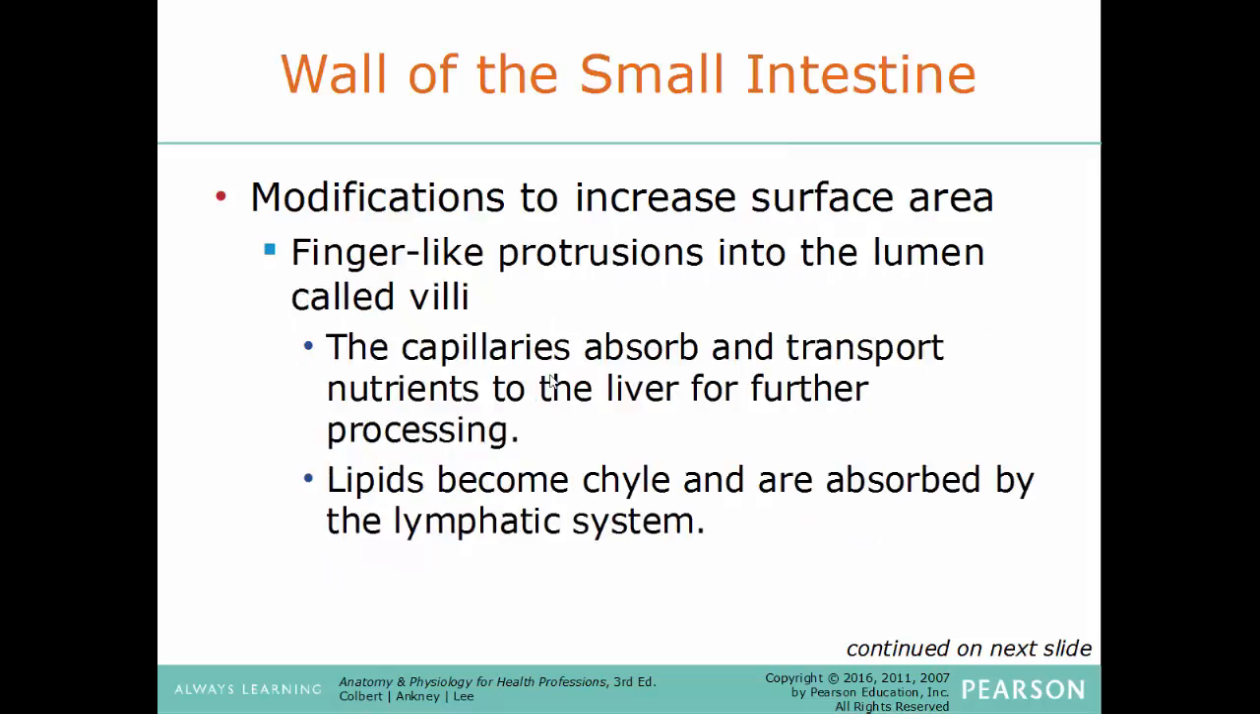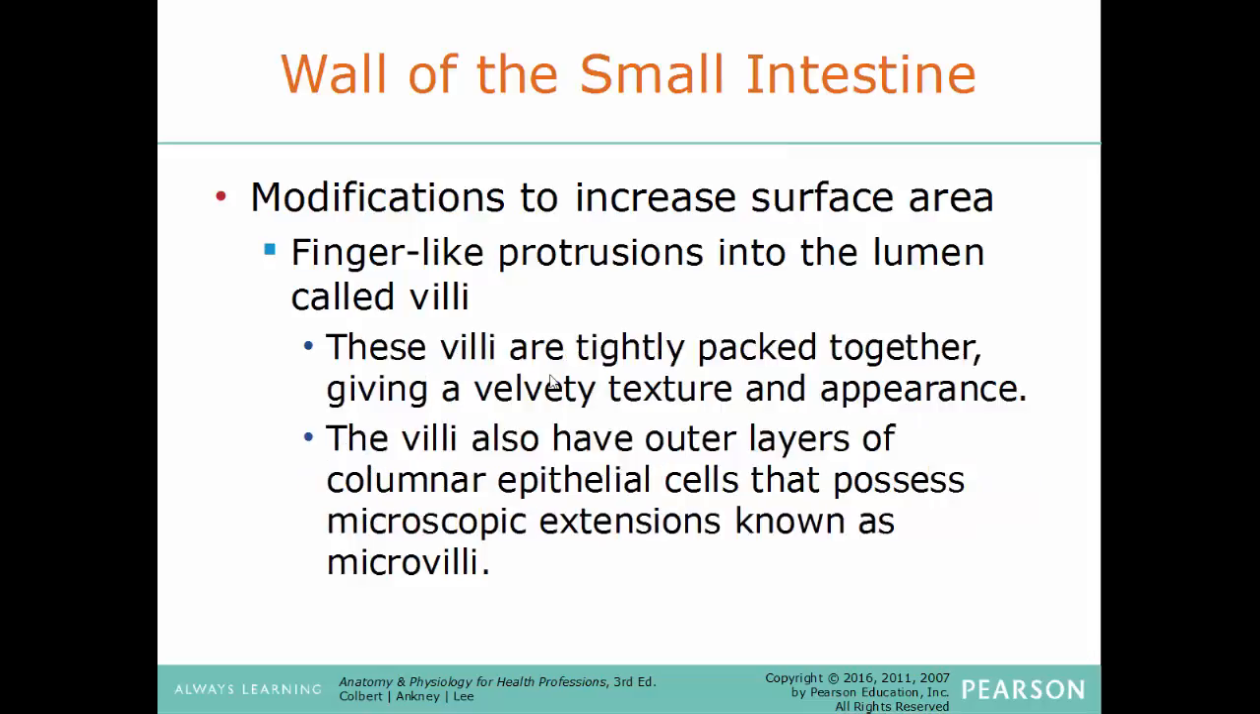Now these capillaries will absorb and transport nutrients to the liver for further processing. The lipids will become chyle and are absorbed by the lymphatic system. Now these villi are also very tightly packed together, giving it a very velvet-like touch and velvet-like appearance. And like I mentioned earlier, the villi have outer layers of columnar epithelial cells with extensions called microvilli.